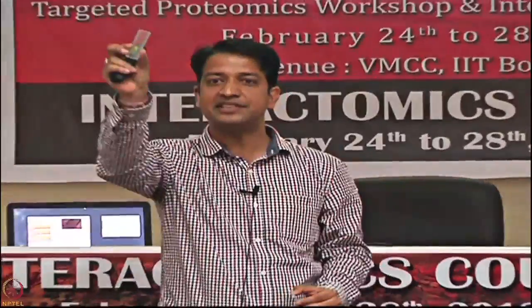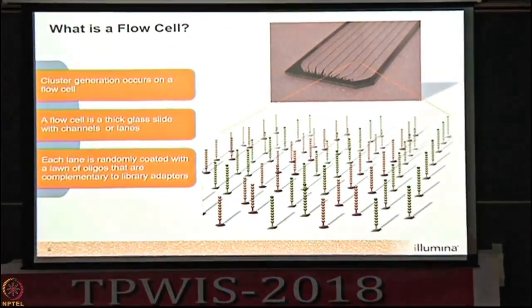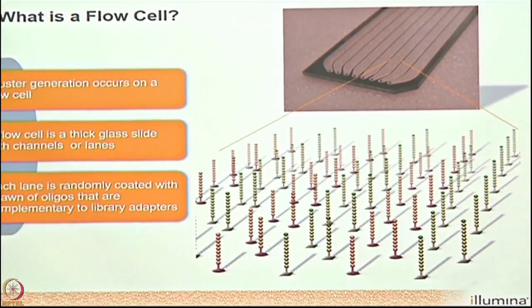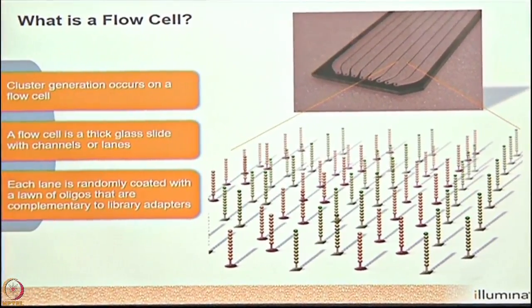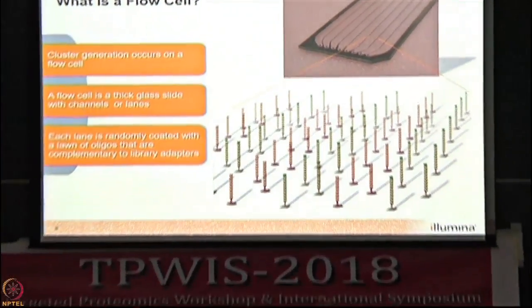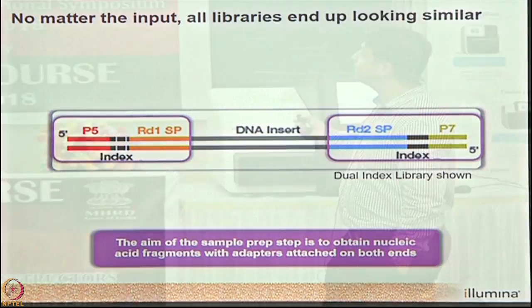It has eight lanes. It contains eight lanes, and it has a common lane. Why do we call it a flow cell? Because the sequencing happens with the help of the flow of reagent into this flow cell. Okay. So the flow cell contains the lawn of oligonucleotides. Essentially we have two kinds of oligos. One oligo will be complementary to the P5 region and one will be complementary to the P7 region.